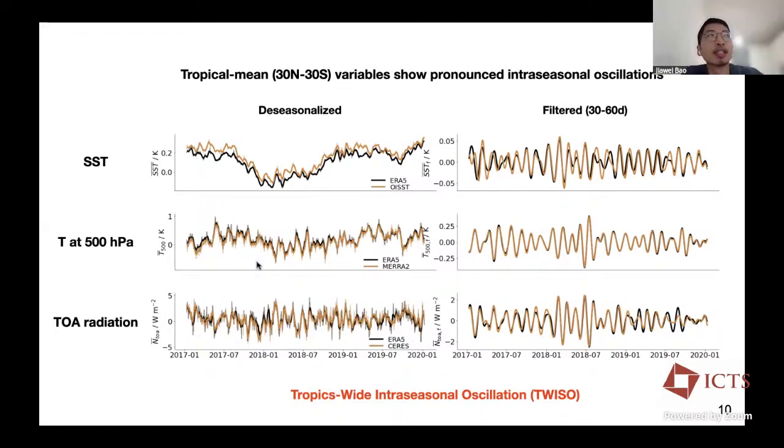Yeah, thanks for the question. As I said, this is an early study. We don't really know exactly how this process is affected. But a preliminary analysis, which I'm currently preparing, is that if I composite the oscillation into different ENSO phases, we don't see a difference in the signal, which seems to suggest ENSO doesn't play a big role in the oscillations of the TWISO here. We don't see a difference in amplitude when we composite the ENSO phases.